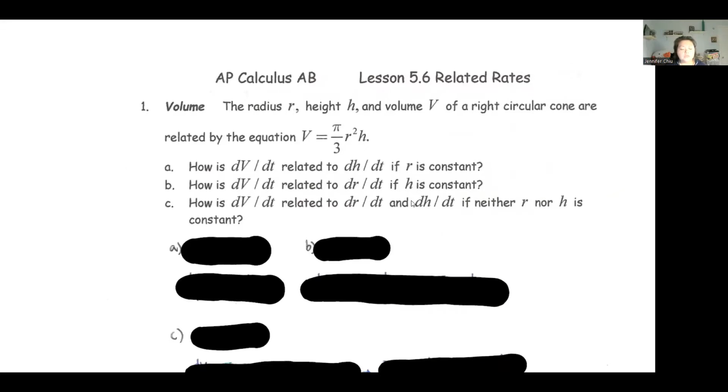So what we're doing here is there's a situation and each variable is changing with respect to time, and we're stopping the timer at a certain point and say, all right, at this instant, in this moment, what is the change in volume versus the change in the radius versus the change in the height? So every single variable now has a derivative with respect to time. So that's why it says dV/dt, dr/dt, dh/dt.